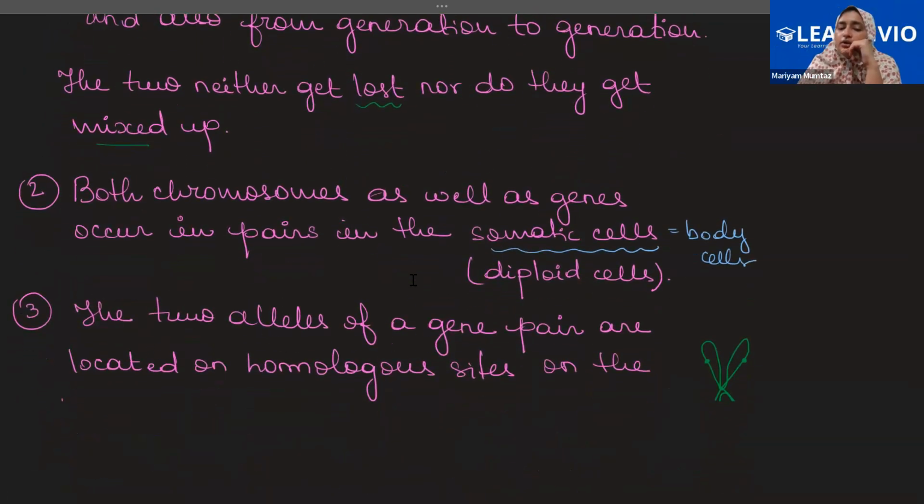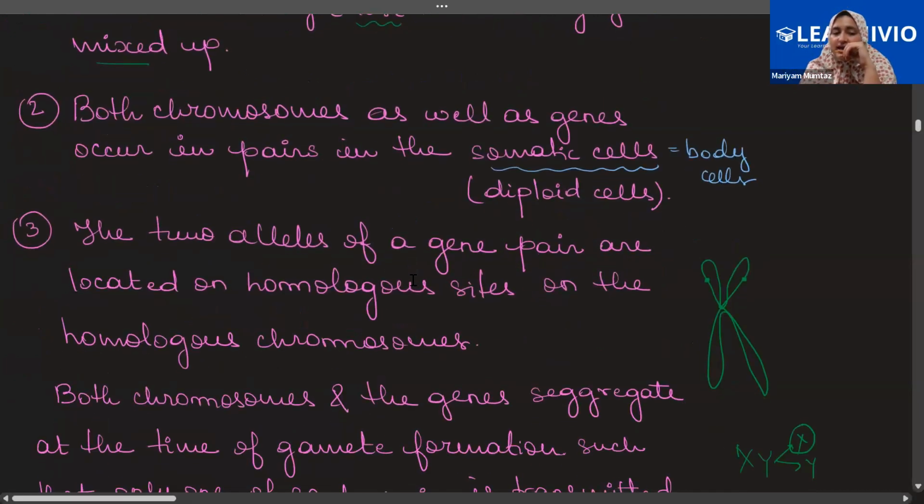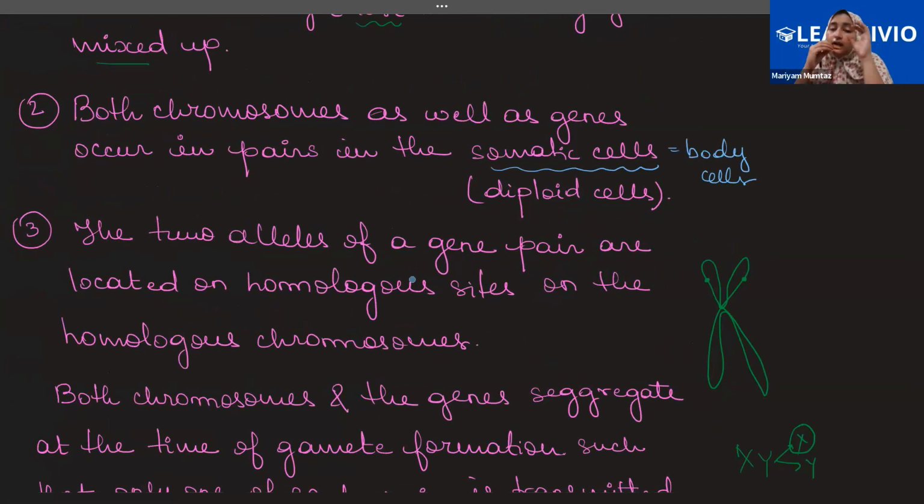Now these are the points of chromosomal theory of inheritance. Both chromosomes as well as genes occur in pairs in the somatic cells, meaning in the body cells that are diploid. So these chromosomes and the genes are present in pairs. Now, the two alleles of a gene pair are located on the homologous sites on the homologous chromosome, meaning they are located on the same chromosome.